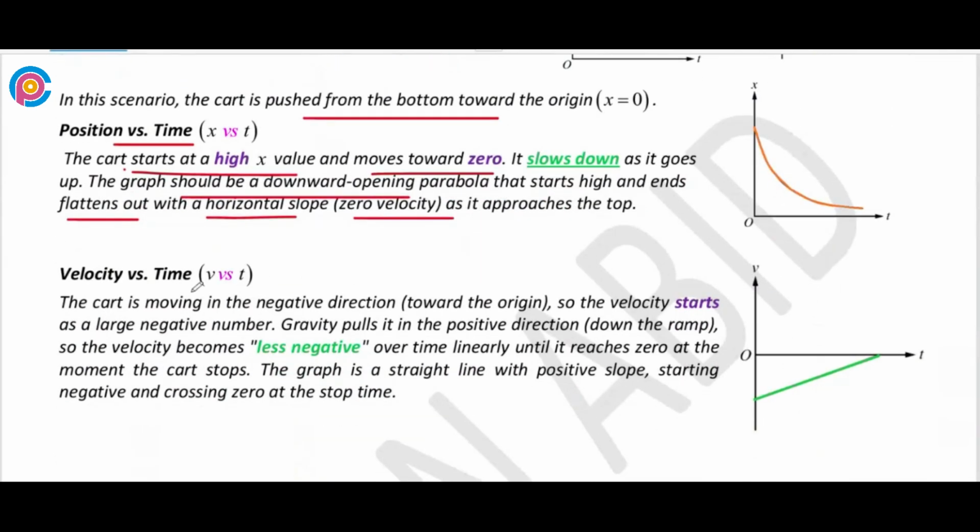Now the velocity versus time graph. We can say the cart is moving in the negative direction toward the origin. The velocity starts at a large negative number, and gravity pulls it in the positive direction, down the ramp. So velocity becomes less negative linearly over time until it approaches 0 at the moment the cart stops. The graph is a straight line with a positive slope, starting negative and crossing 0 at the stopping moment. As you can see in the green line segment, which represents the velocity-time graph, it starts with a negative value but ends up at 0.